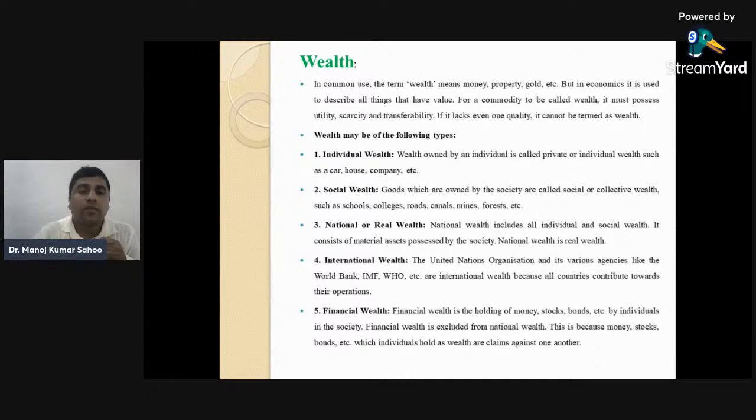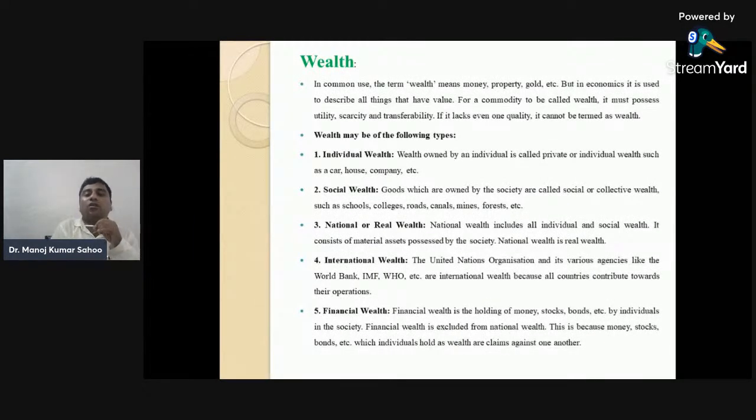Social wealth: goods which are owned by the society are called social or collective wealth, such as schools, colleges, roads, canals, mines, forests, etc. They are called social wealth because they serve the benefits of the society. That is social wealth. Next, national or real wealth.